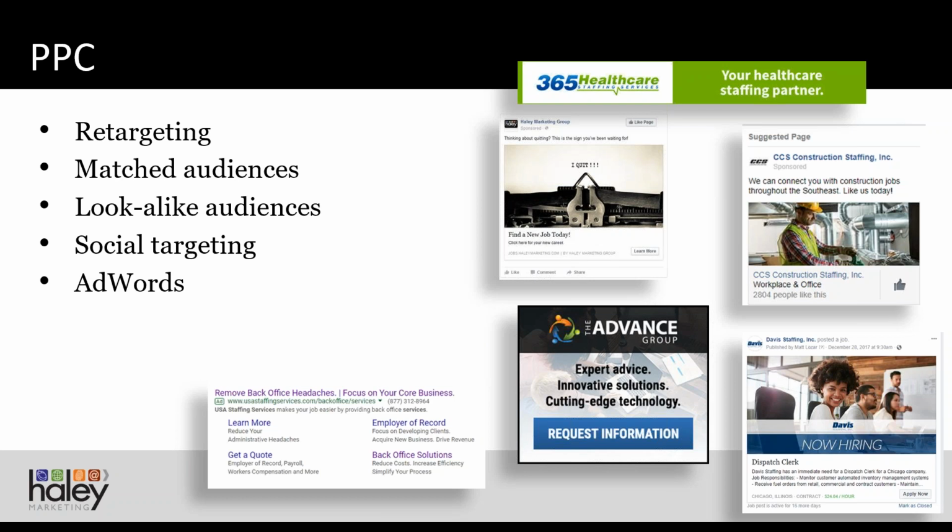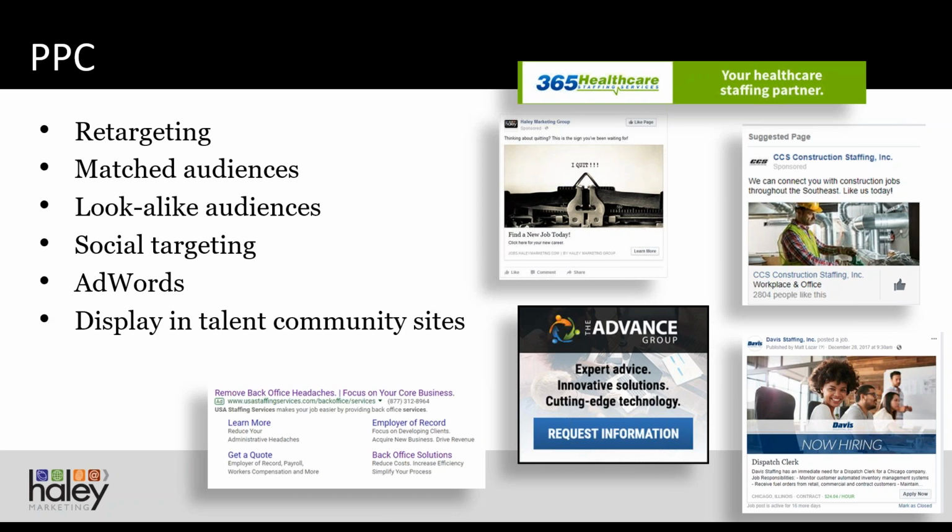I can buy AdWords on Google. So somebody doing a search for something that's either a career-related question, a jobs-related question, or a content-related question will actually be less expensive because it'll be less competitive. So I can get somebody searching for, in the bottom left corner picture, in this case removing back office headaches was the search term somebody was looking for, but this company, USA Staffing Services, showing up with an advertisement, only one there, for somebody who is doing a search for back office headaches.